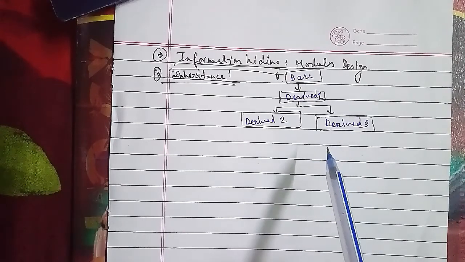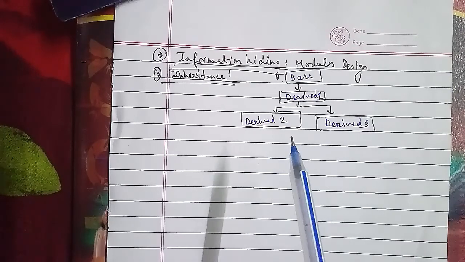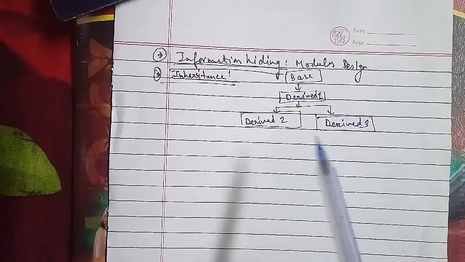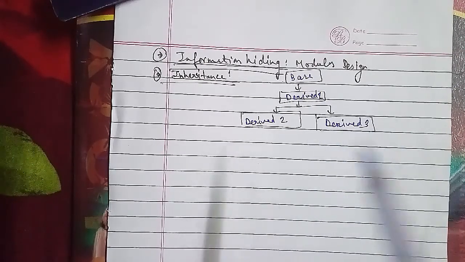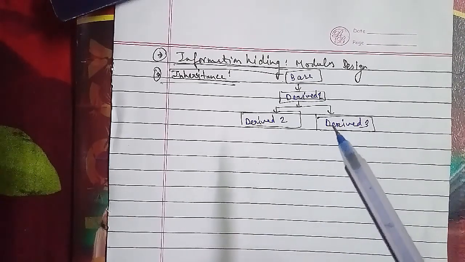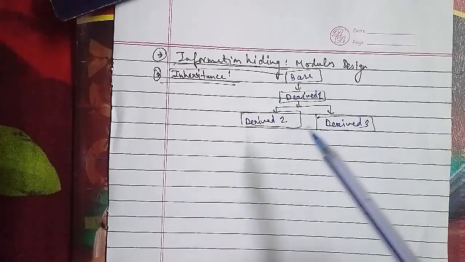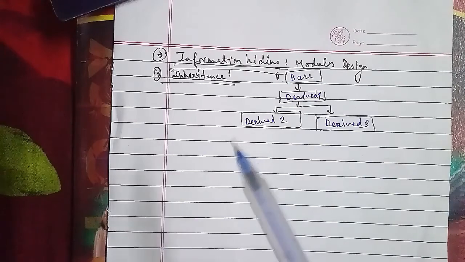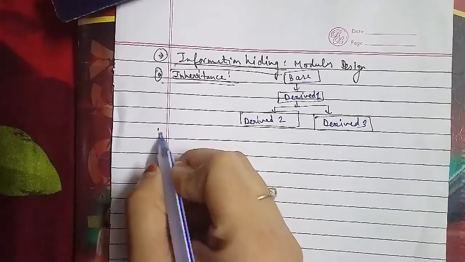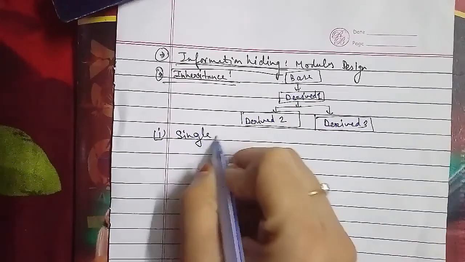Namely, the first we have here is single inheritance. In single inheritance, it is an inheritance hierarchy wherein one derived class inherits from one base class. I will show you with the help of a diagram: this is A and there is one class, that is B. So here one derived class inherits only one base class.